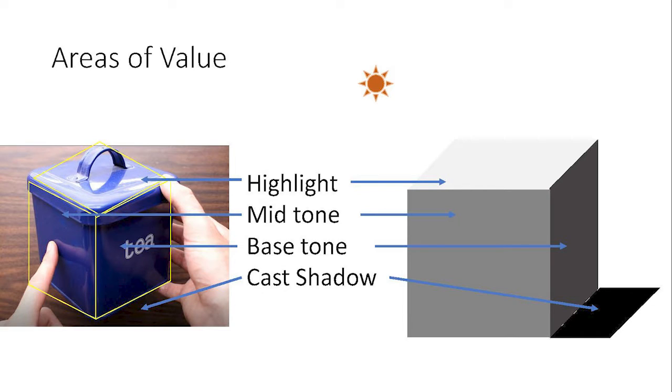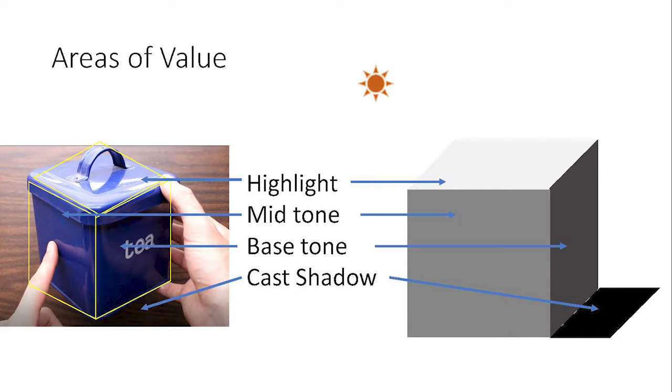The surface of our form that is facing directly towards our light source, where our light is coming from, we call the highlight. This will often be a white or a very nearly white value. The surface of our form that is facing away from the light source, but not completely away from it, is called the midtone. This is also often the actual value of the object itself.